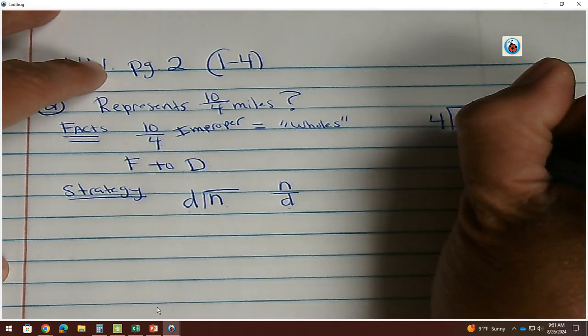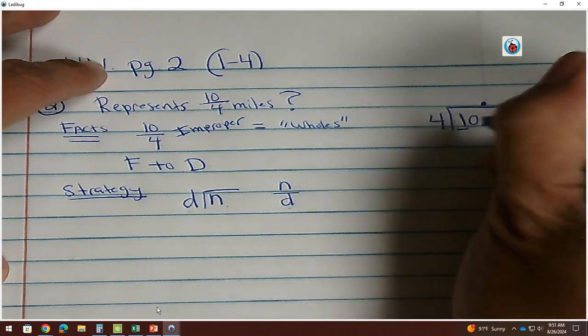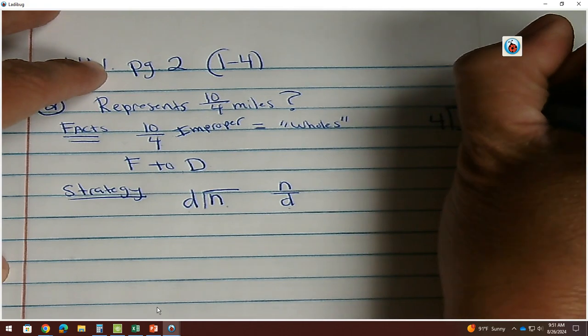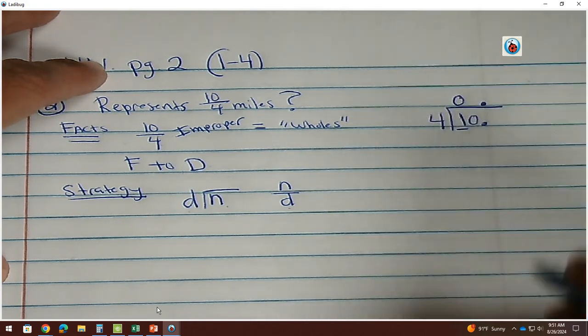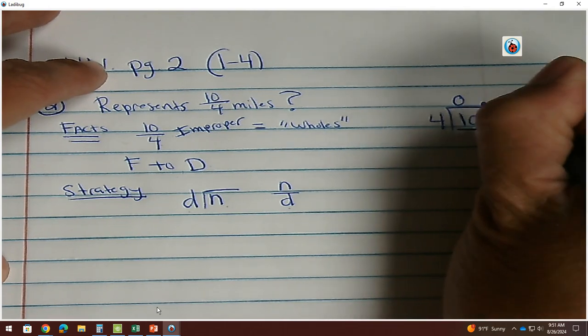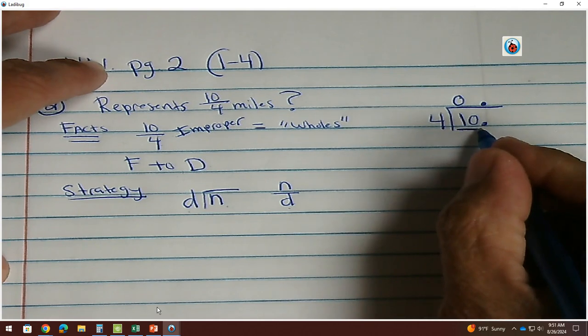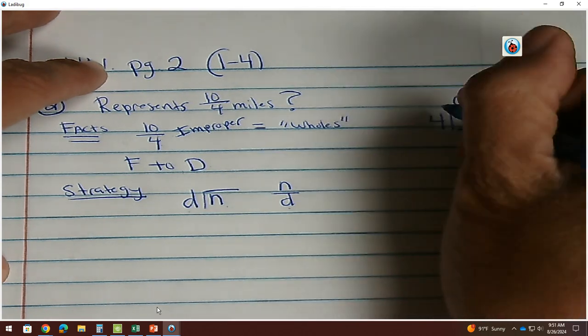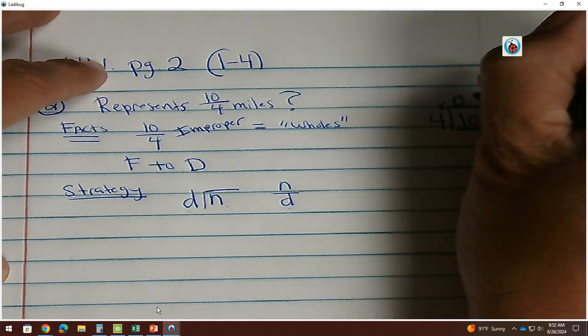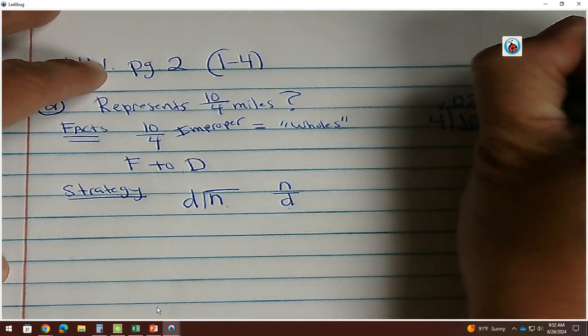I like to go place value by place value. So 1. Is 1 enough for 4? No, it's not. So that's 0 right there. Now I'm going to go to 10 because I didn't have enough with the tens. Now I'm going to go to 10 ones. Is 10 enough for 4? Yes. 4 times what gives me close to 10 or 10? Well, 4 times 2 gives me the 8.